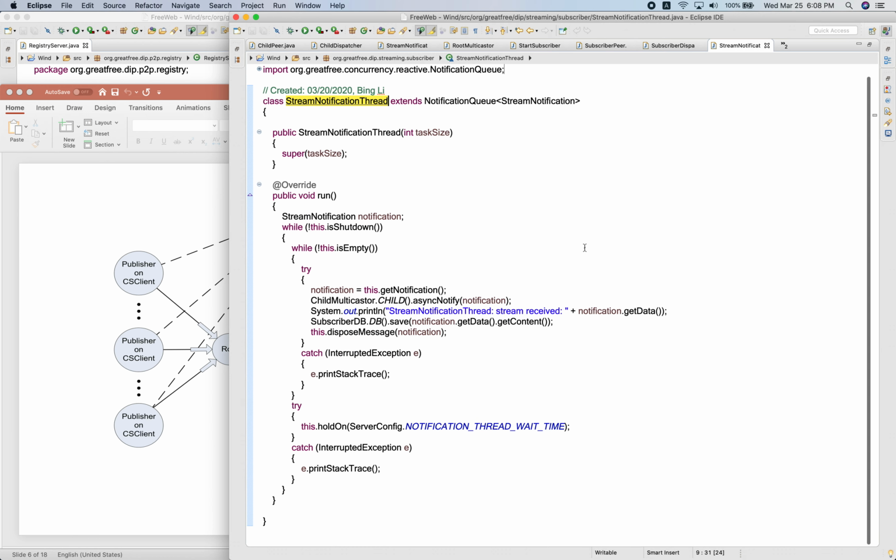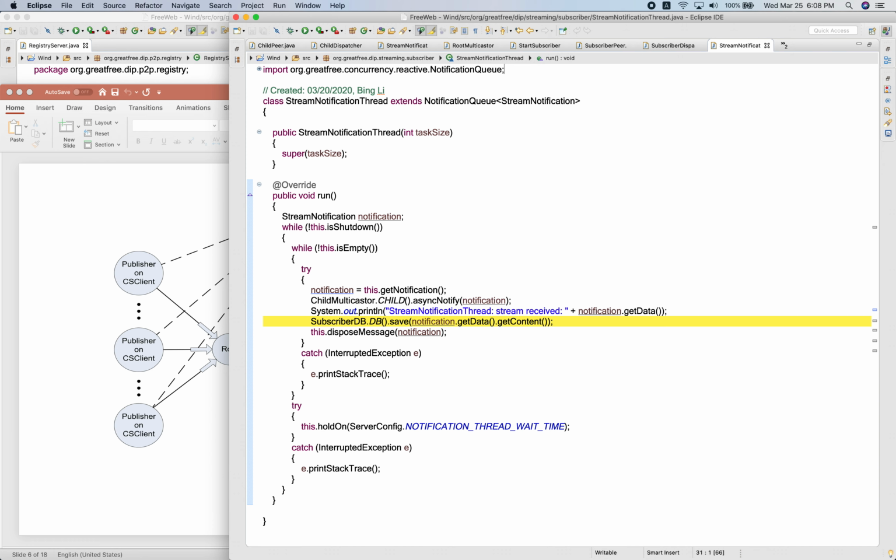After this stream notification is received, it just performs forwarding. This is forwarding through asynchronous notify, right? This is the same as what we talked about before. This one is multicasting. And what about this?